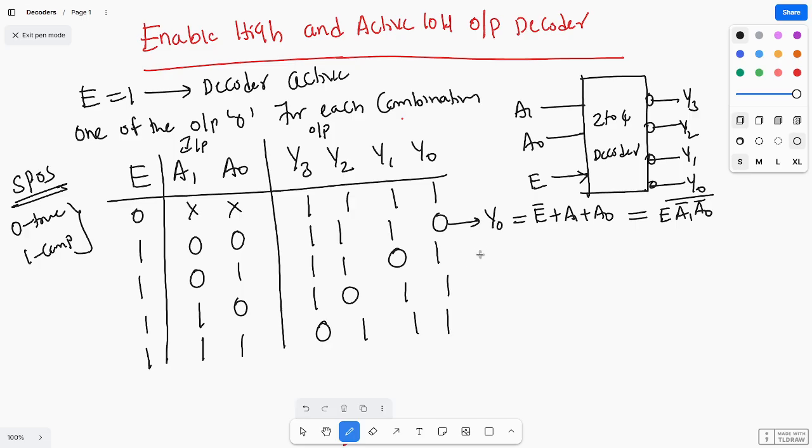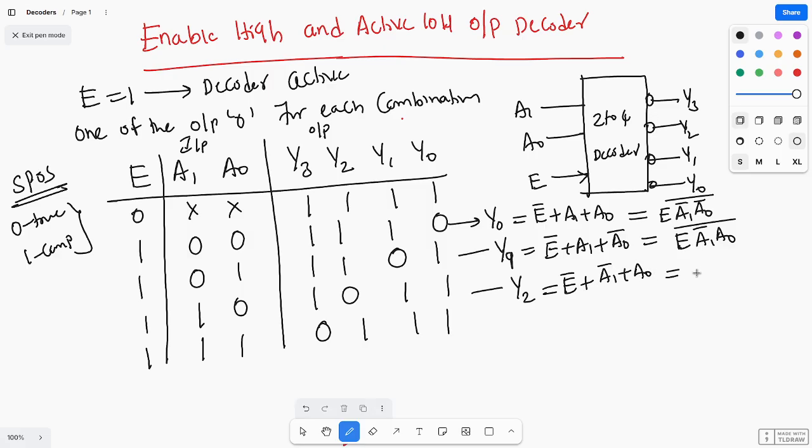Okay, I can write like this. Similarly here, y1 equals E bar plus A1 plus A0 bar. If you apply De Morgan's law, you will get (E A1 bar A0) whole bar. And y2 equals E bar plus A1 bar plus A0. This you can write as (E A1 A0 bar) whole bar.